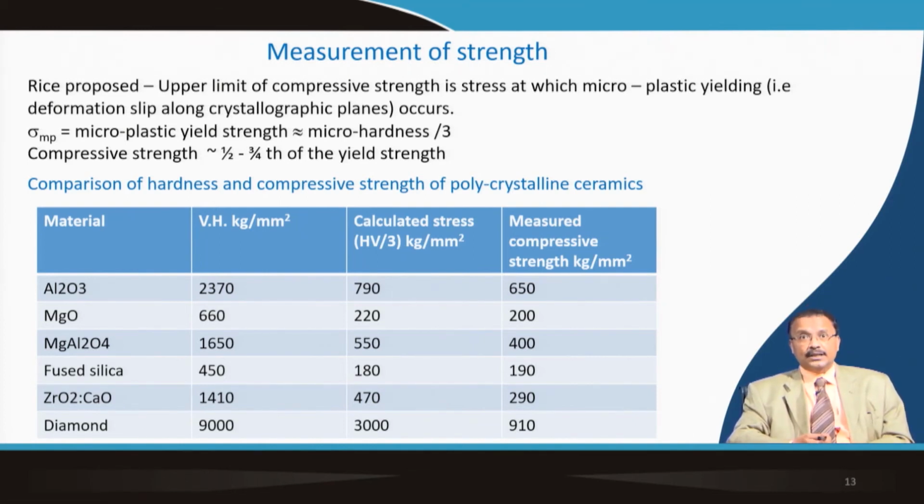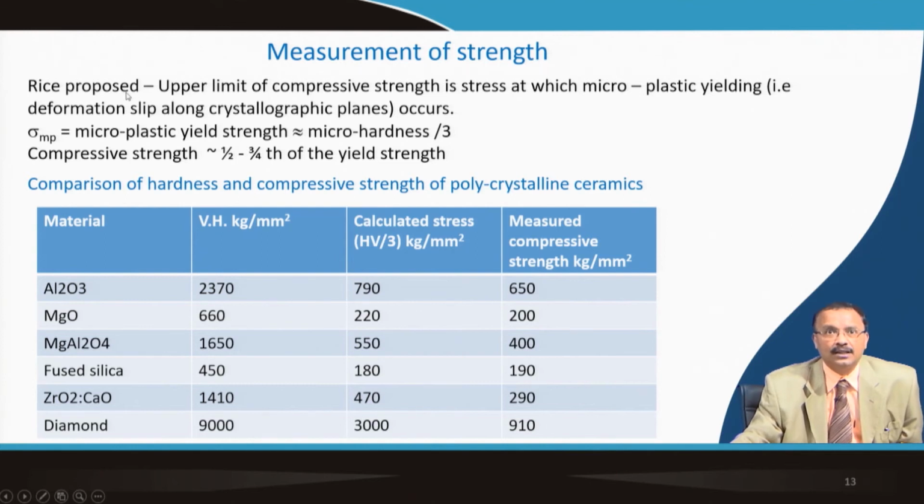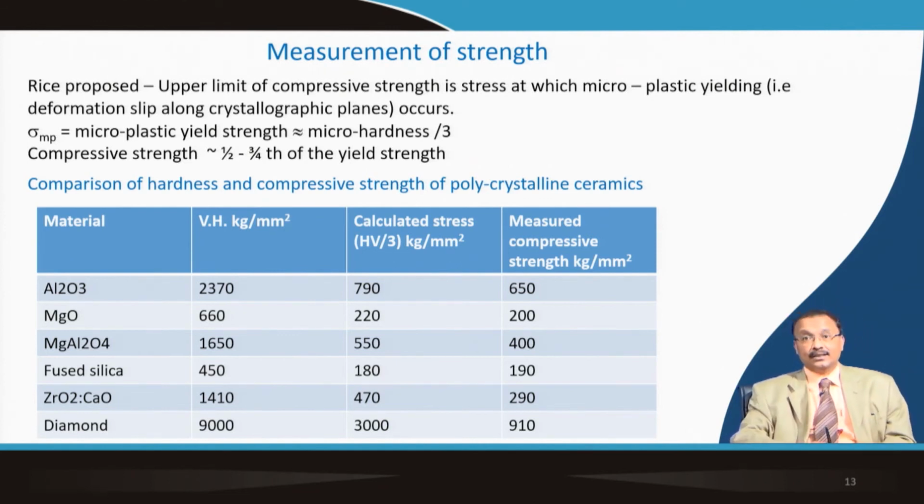You can estimate the compressive strength of a material by measuring its Vickers hardness. So, this proposition was made by Rice, who told that the upper limit of the compressive strength is the stress at which the microplastic yielding, that is the deformation slip along the crystallographic planes, occurs. So, this microplastic strength we call it a micro hardness divided by 3, that is a rough estimate, and compressive strength is actually half to 3/4 of that yield strength.